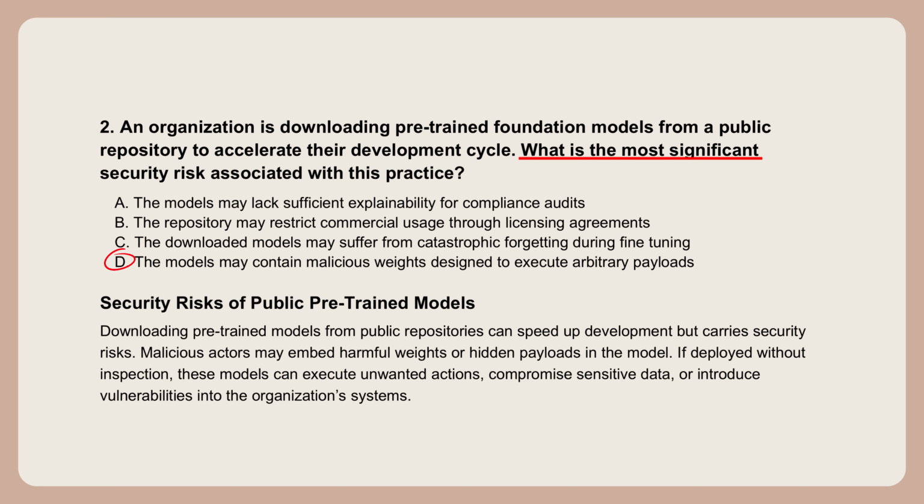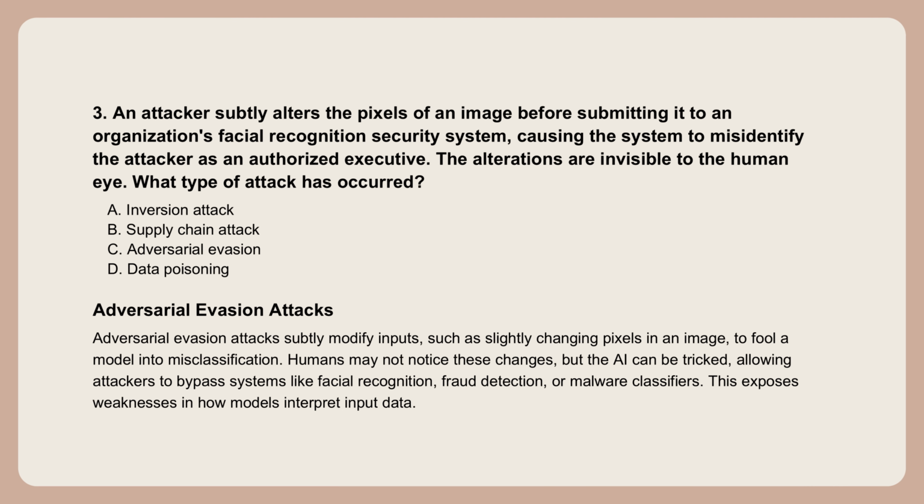So if the training data is safe and the download from the public repository is totally clean, are we in the clear? Well, listen to this next scenario, which brings us back to that invisible attack you mentioned at the start of the deep dive. Right, let me read it. An attacker subtly alters the pixels of an image before submitting it to an organization's facial recognition security system, causing the system to misidentify the attacker as an authorized executive. The alterations are invisible to the human eye. What type of attack has occurred?